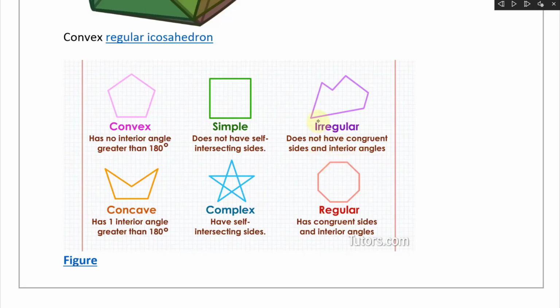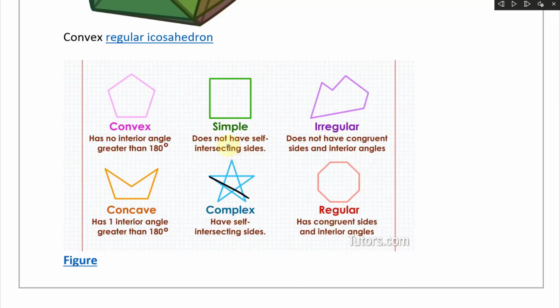So these angles are all different, and the sides are different. These are different than this, and this angle is different than this, versus this one, where everything is the same. Sides are the same, and these are all regular. Here is simple, which does not have self-intersecting sides, and this complex one has self-intersecting sides. So this one is simple: nothing's intersecting. This one is intersecting across its own sides.